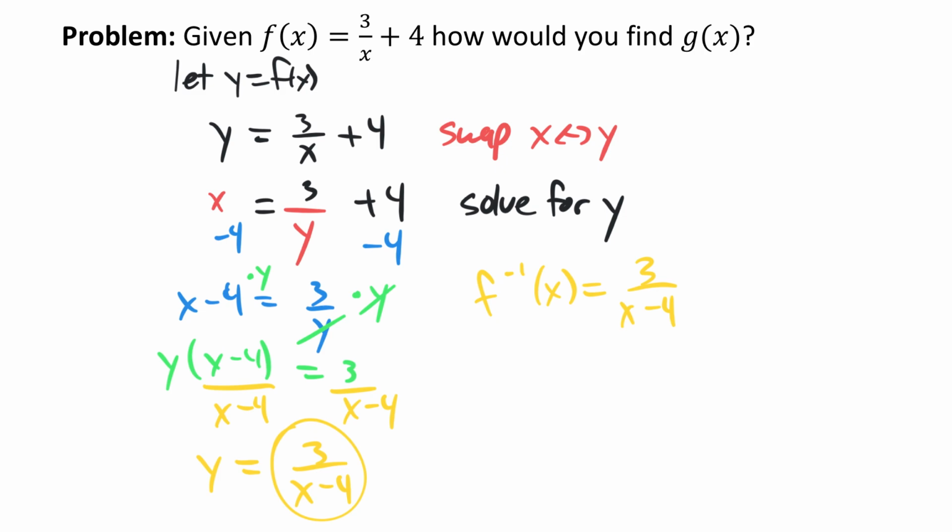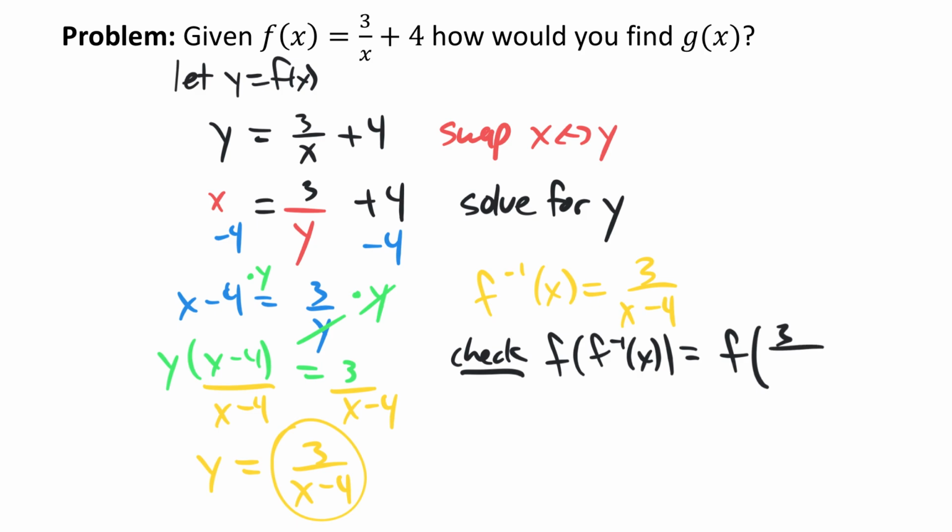And let's go ahead and check. So we have f of f inverse of x would be f of 3 over (x minus 4). In other words, everywhere we see the x, replace it with 3 over (x minus 4). So this gives us 3 over (3 over (x minus 4)), and then we still have our plus 4 out here.